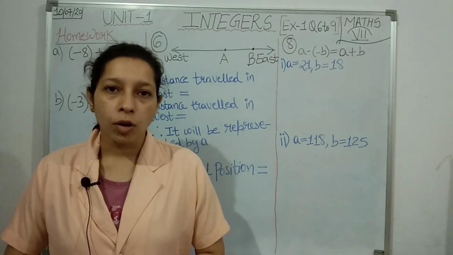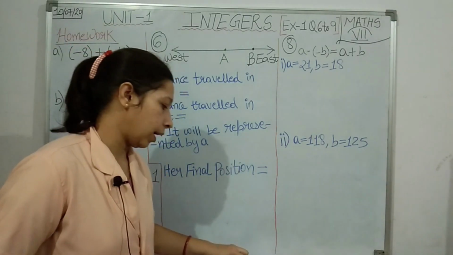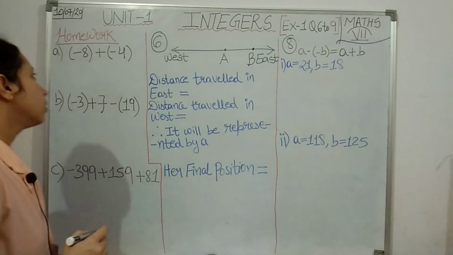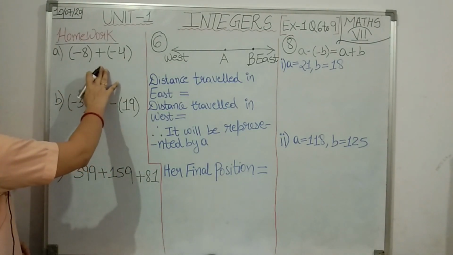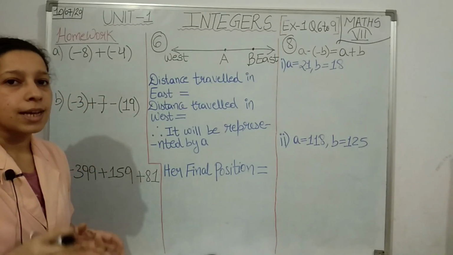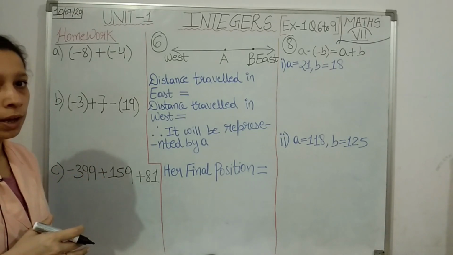So students, take out your homework and match your answers from the board. Okay, so these are your homework questions. Let us start from here only. The first question, -8 plus in bracket -4. The first step should be to take out the values out of the bracket.